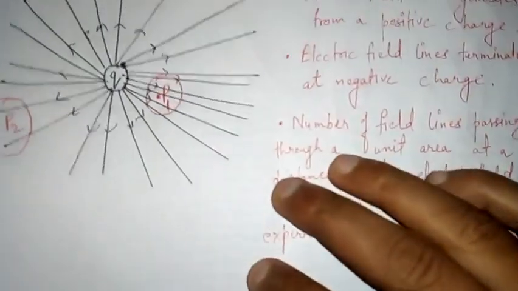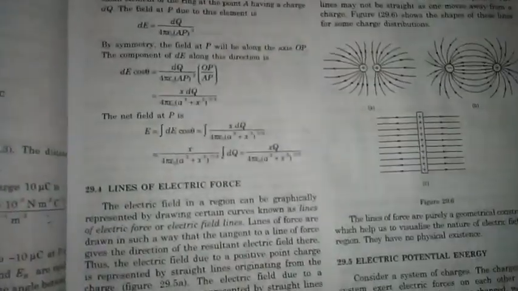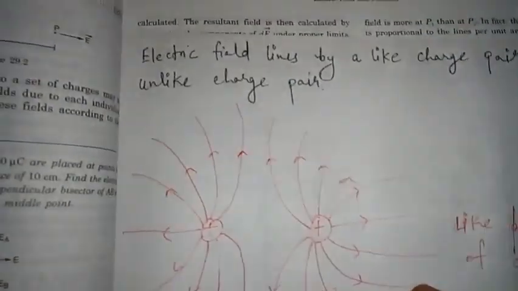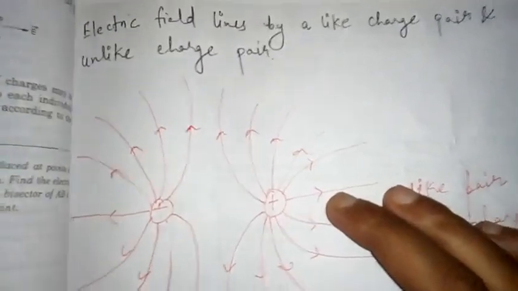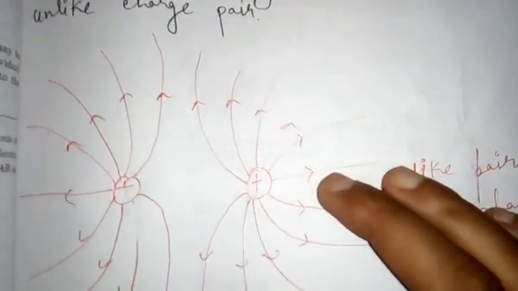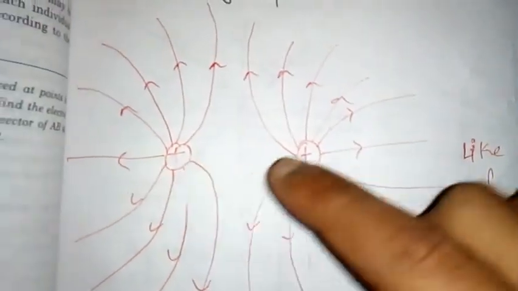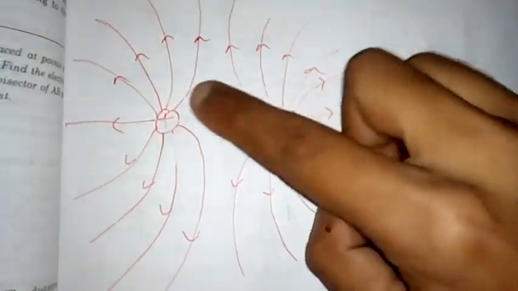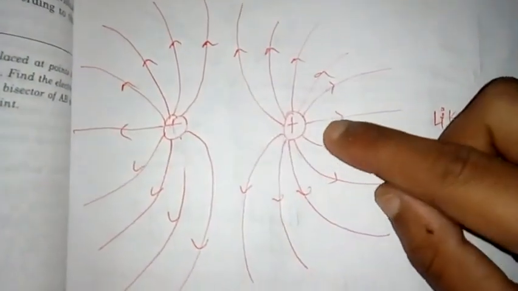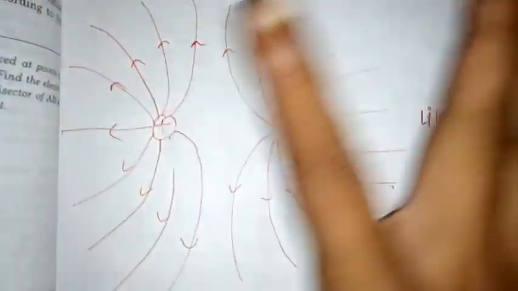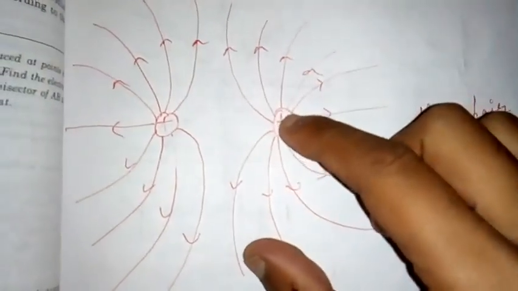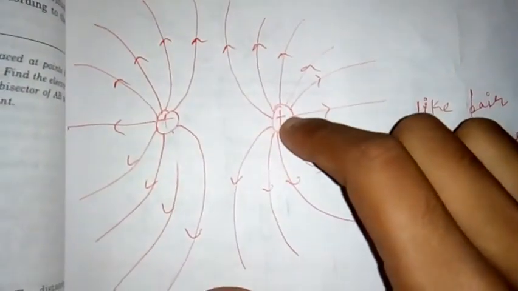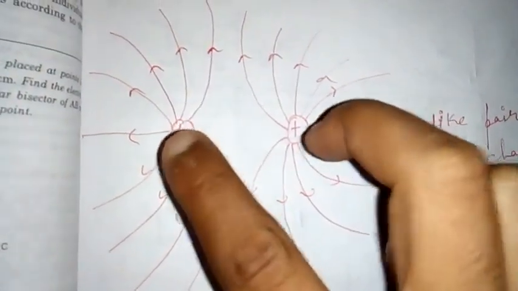Now let me give you another example. It's not an example, basically it's a concept: electric field lines for a like charge pair and an unlike charge pair. If you see a positive charge and a positive charge, lines go out. If you look at these lines, they do not converge, they are diverging away from each other. Why is it happening? Just because this pair is a like charge pair.